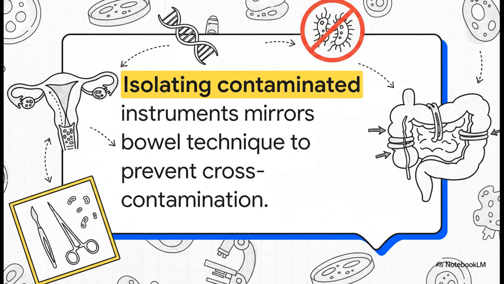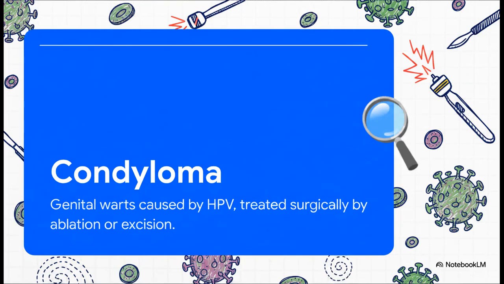Because of this, any instruments used for traction during vaginal vault closure must be strictly isolated after use. This completely mirrors bowel technique, and it is absolutely vital to prevent cross-contamination of the sterile peritoneal cavity. Doing this reduces surgical site infections big time. You're also going to encounter viral GU infections in the OR, specifically those caused by HPV, which is the most common STI. Unresolved HPV can lead to condyloma, which is the medical term for genital warts.